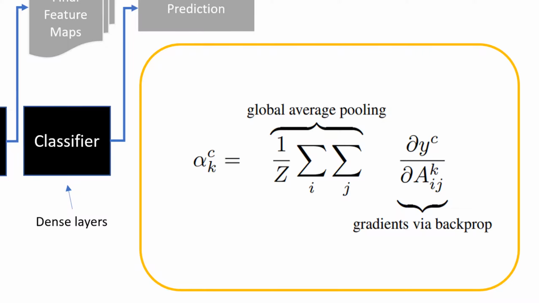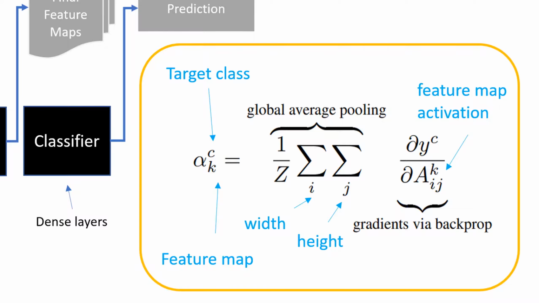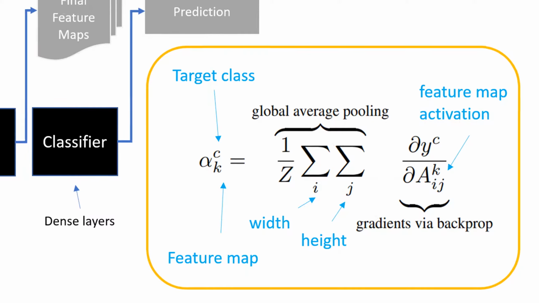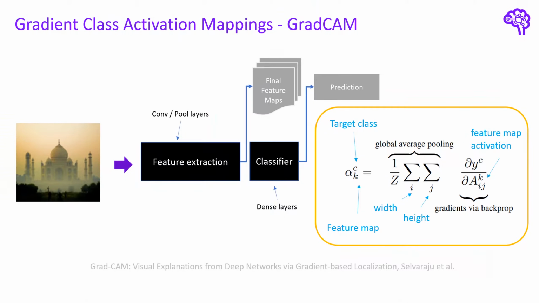This can be done as displayed in the second part of this formula. YC is the prediction score for a specific class C, such as Taj Mahal, and AK are the different activation maps. Additionally, global average pooling is applied on all of these calculated gradients, which is done in the first part of this formula. That just means we take the mean of all values for a specific feature map. What we get is an importance score alpha, for each feature map in that specific layer, for instance the last convolutional layer, and this alpha tells us how much a feature map impacted the prediction.